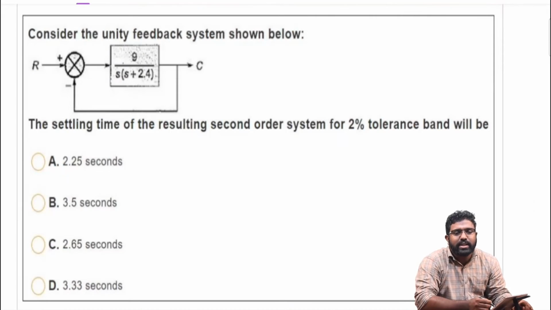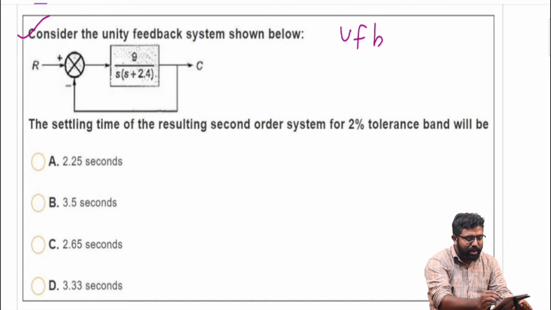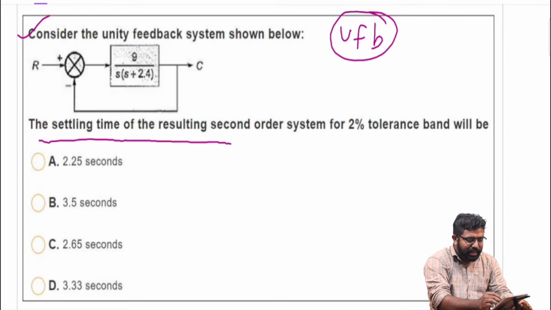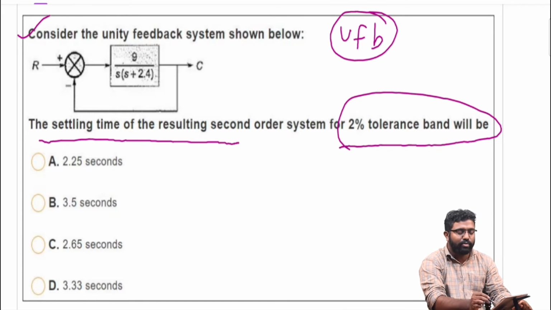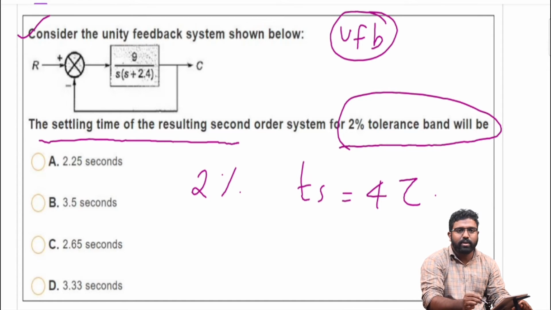Now we are going to discuss a previous GATE question asked for electronics and communication. The question is: consider the unity feedback system. The settling time of the resulting second order system for a 2% tolerance band will be, you need to find. You know that for 2%, settling time equals 4 time constants. For 5%, it is 3 time constants.